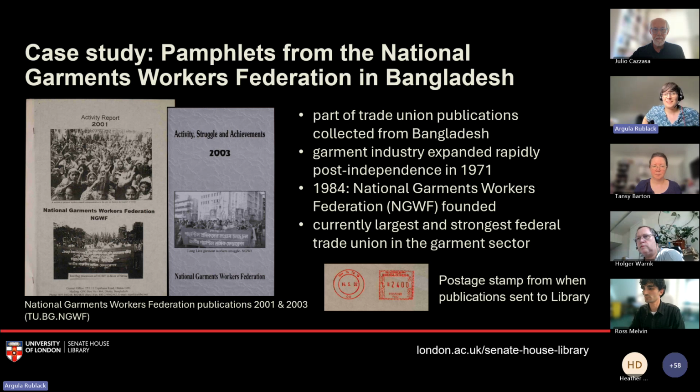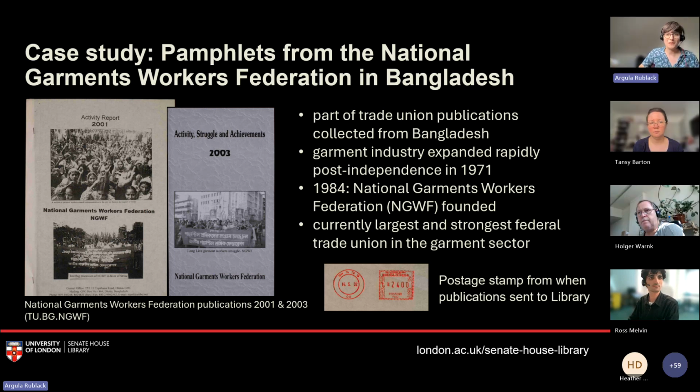Okay, thank you very much. So in the second part of this presentation, we wanted to present a very brief case study on how you might use these materials to gain information for your research. As Julia mentioned, there is a wide variety of materials in the collection, but here we will focus on materials from one trade union. These are pamphlets which were collected from Bangladesh, originating from the National Garment Workers Federation.